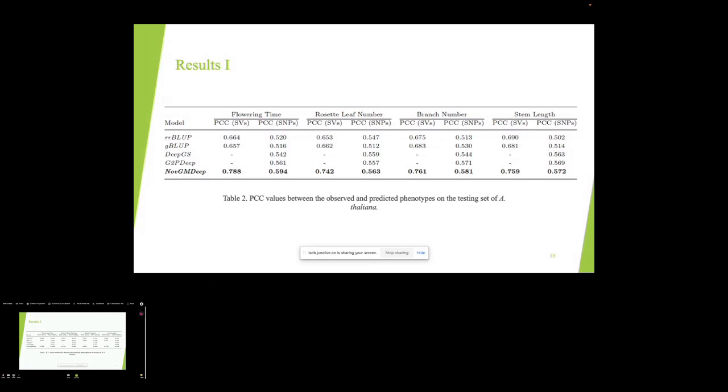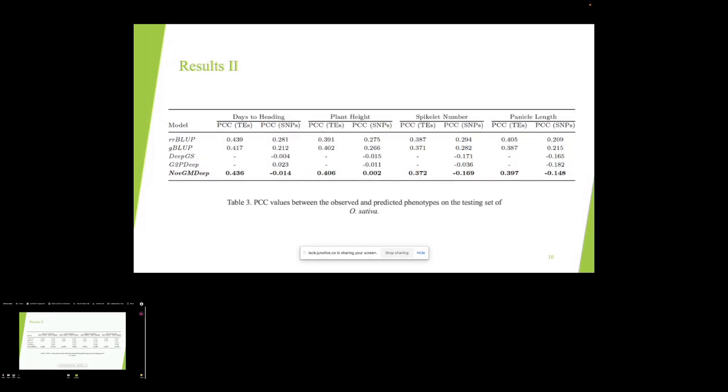You can see that the two statistical models and the deep learning models were evaluated with the same data to compare the overall prediction performance. As shown in the table, phenotypes predicted by NOV-GM Deep show the strongest correlation and outperform the other models. Moreover, phenotypes predicted by the model using structure variant data show better results than those predicted using SNP data. This shows the effectiveness of structure variation data over SNPs.